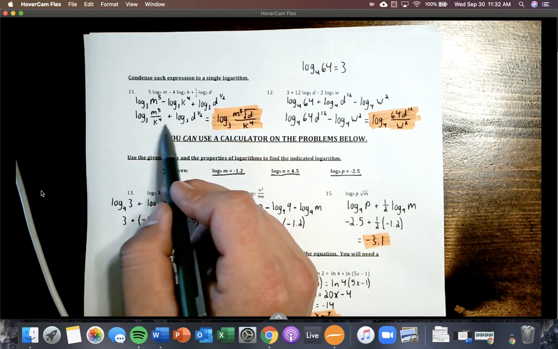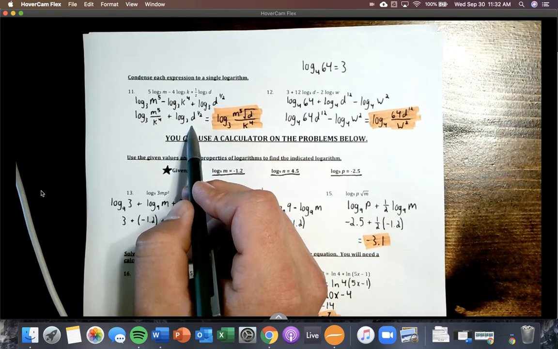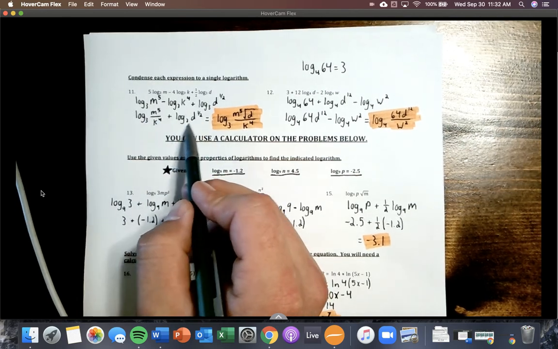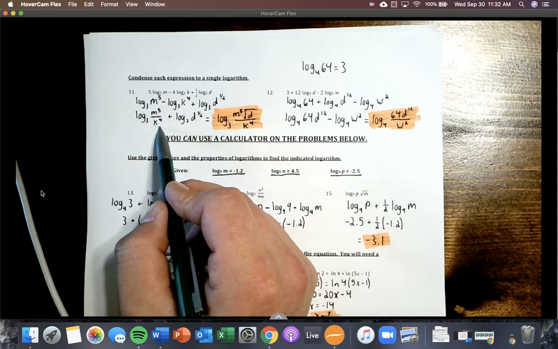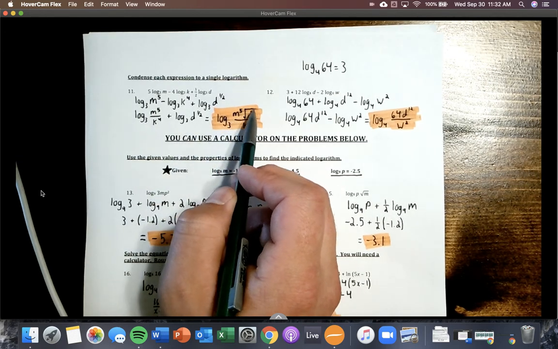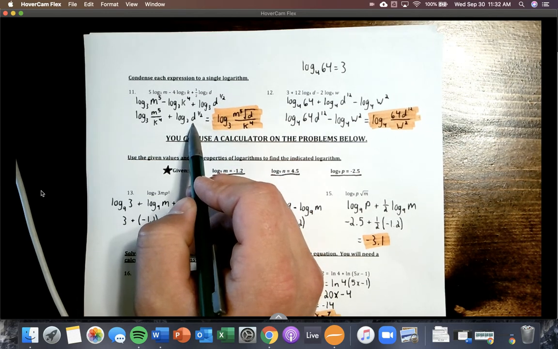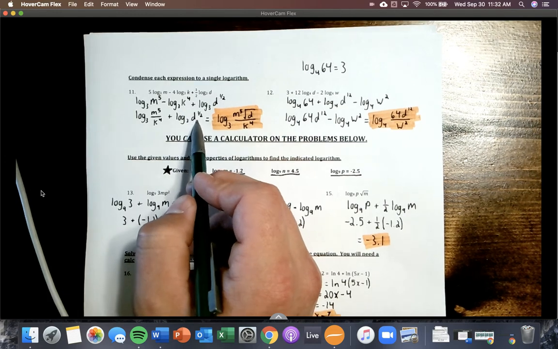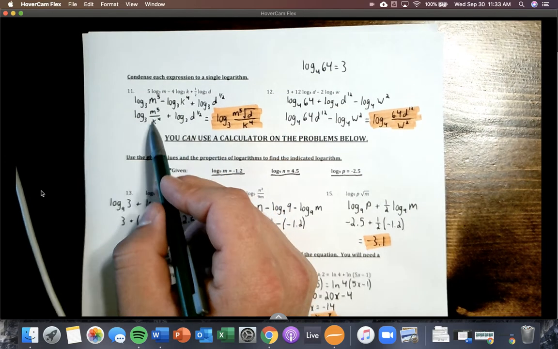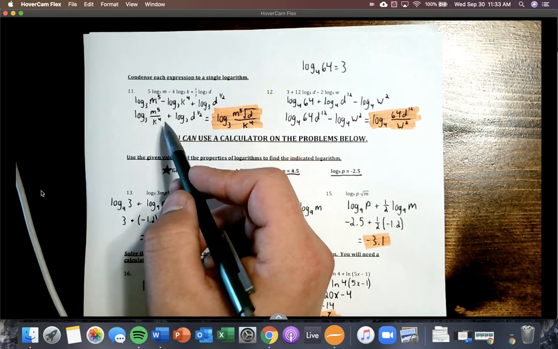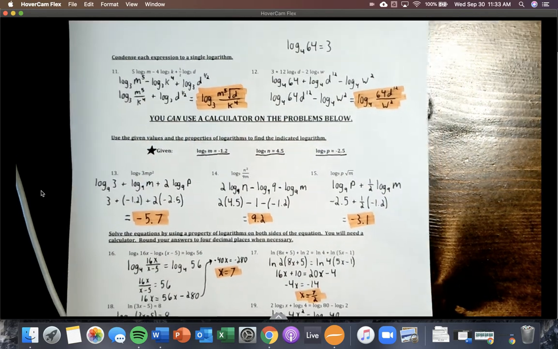And then I see this plus log base 3 of d to the 1/2, which just means I can multiply these two values together, right? And when you multiply them together, it becomes log base 3 of m to the 5th times the square root of d, which is just d to the 1/2, all over that k to the 4th. So I just multiplied this d to the 1/2 times this m to the 5th over k to the 4th. All right, number 12.